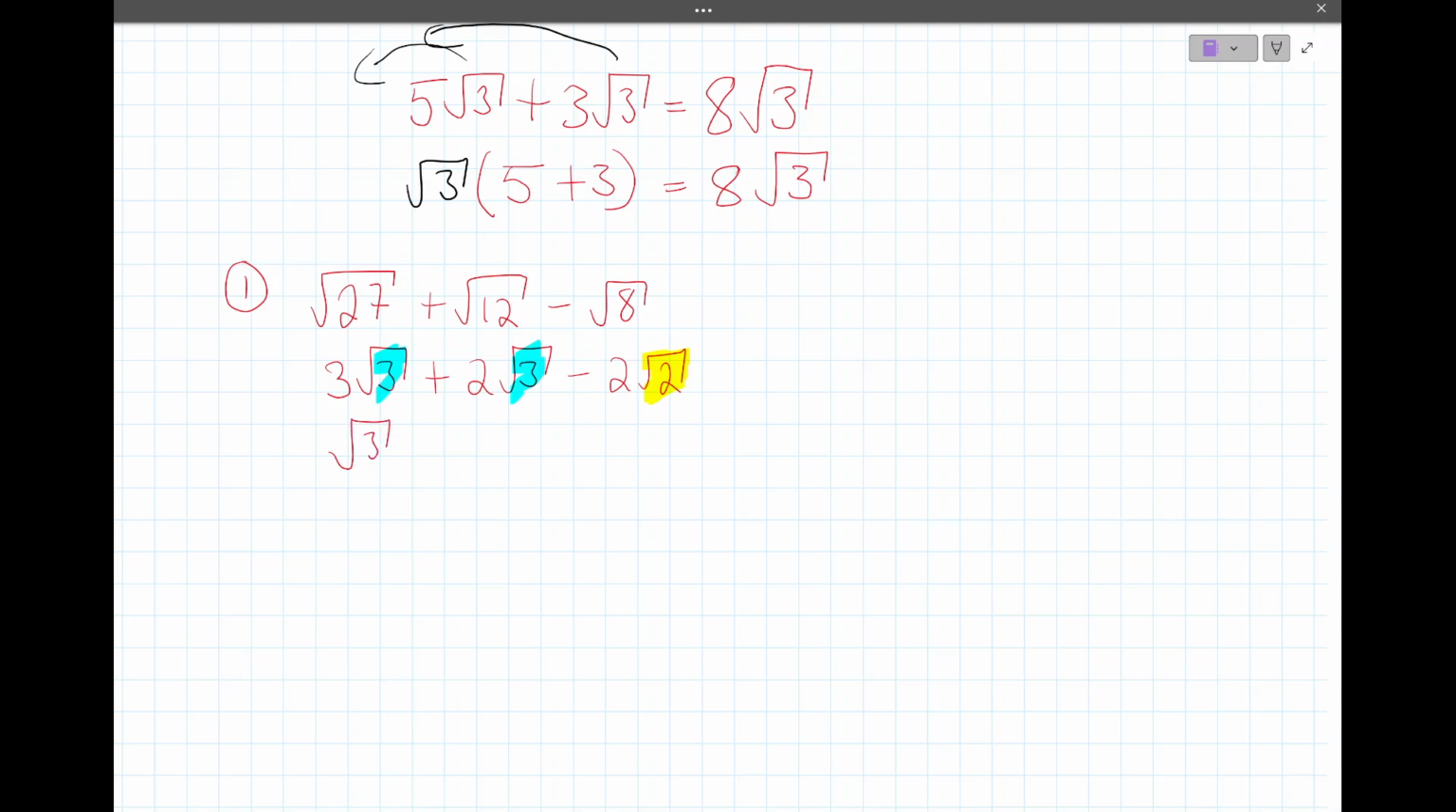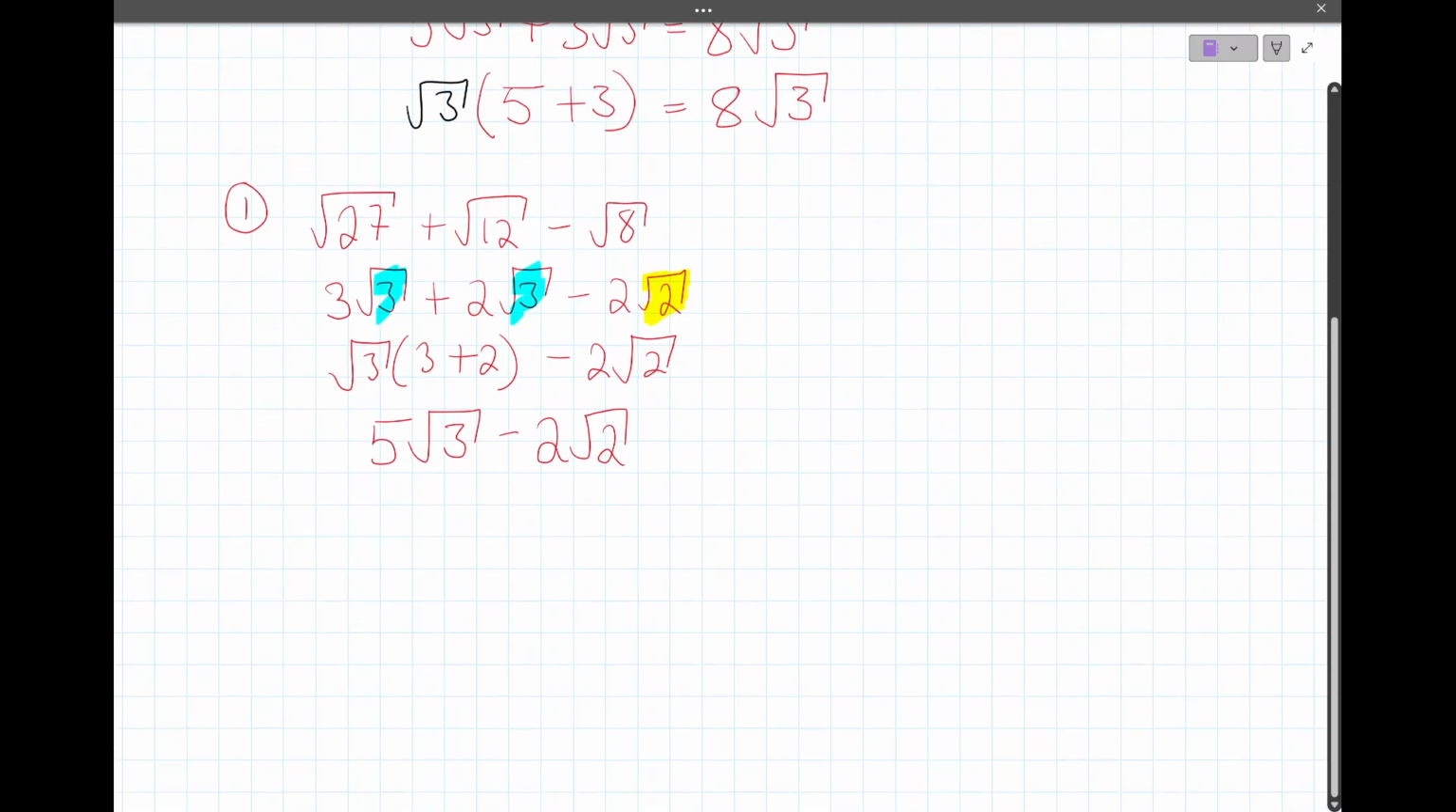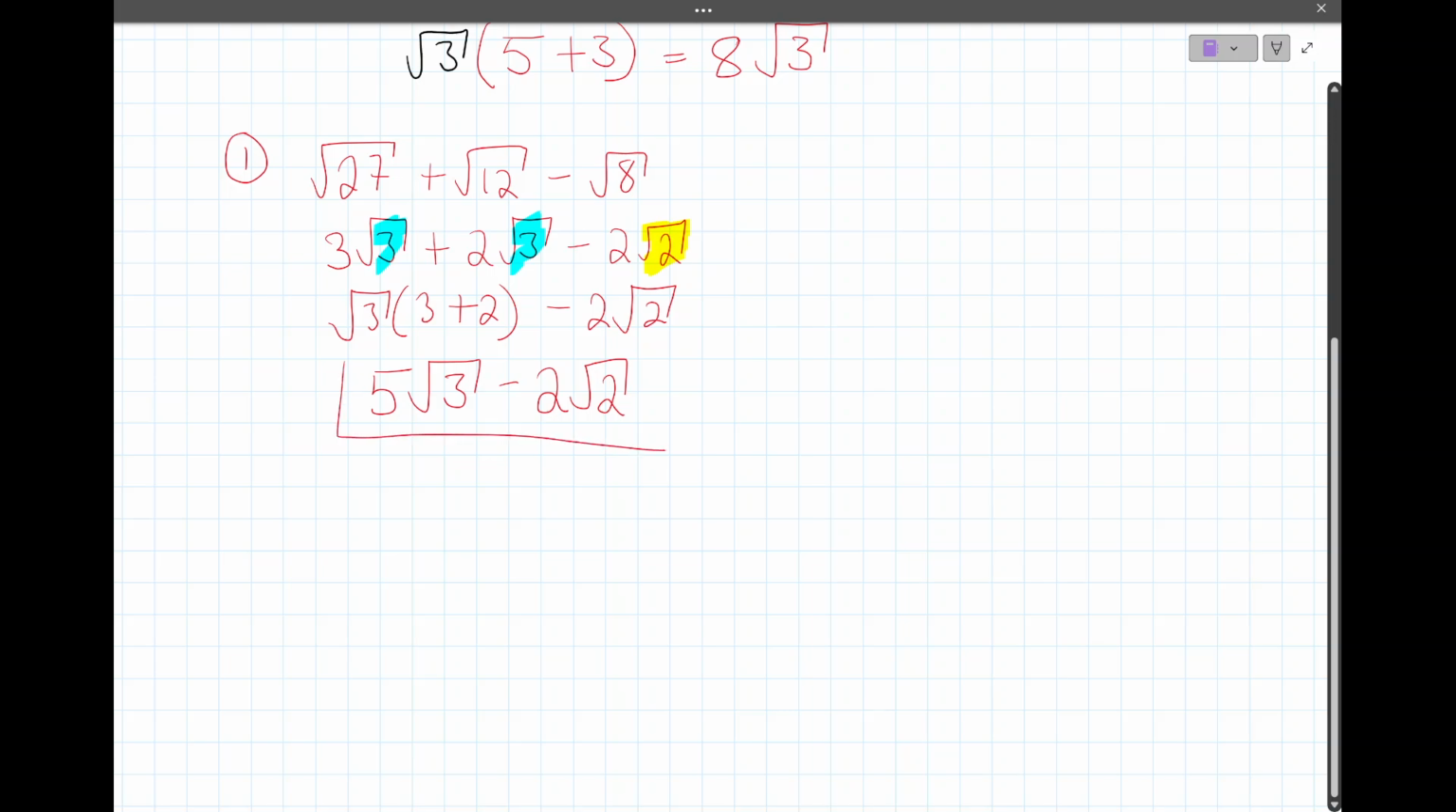So this is going to be root 3 times 3 plus 2, and this is the only one I'm going to do this with, minus 2 root 2, but 3 plus 2 is actually 5. So my final answer here is going to be 5 root 3 minus 2 root 2. Since these are unlike, root 3 and root 2, I cannot do anything else with them. This is your solution there. That's as simple as it can get.